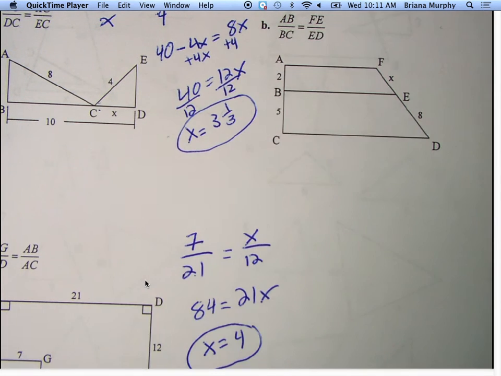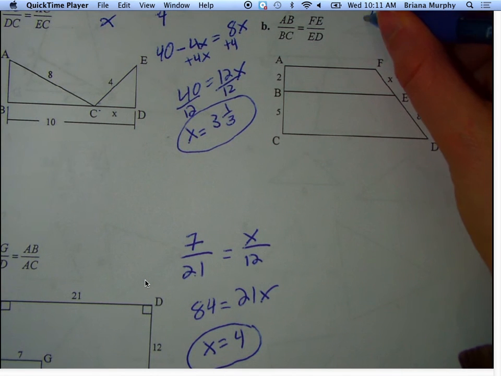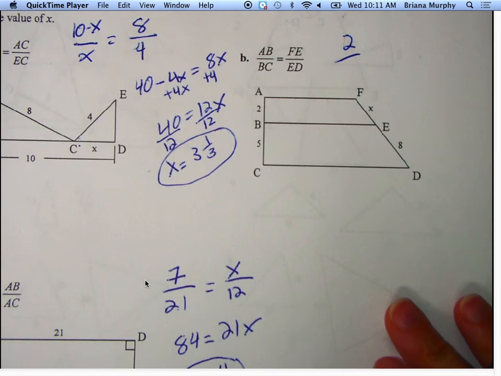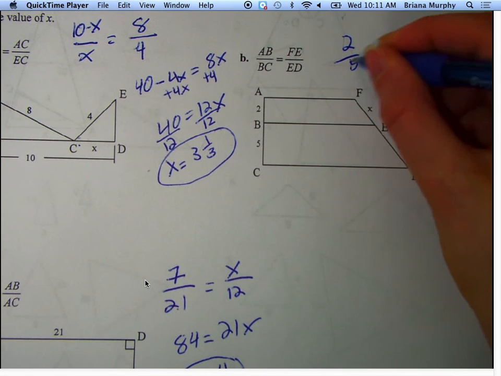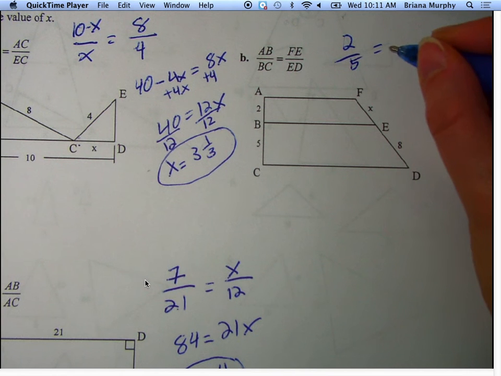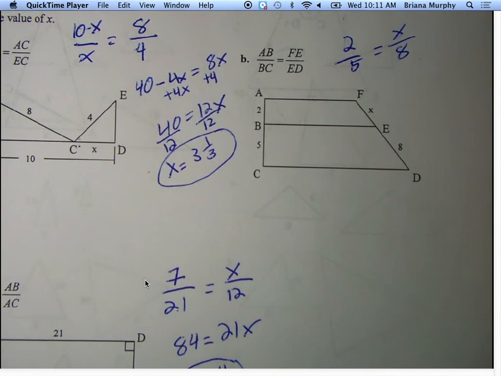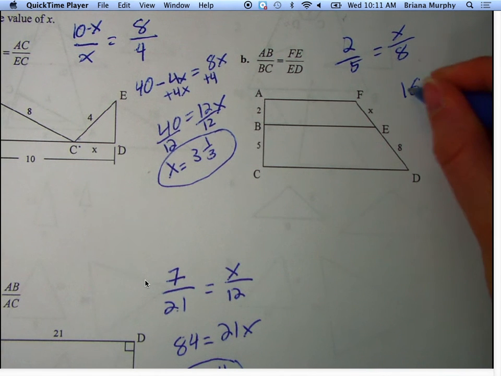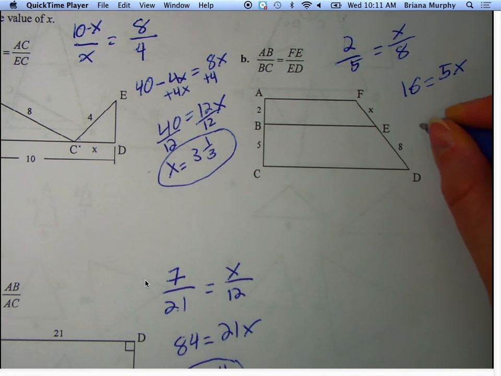Okay, let's do it. A to B is what, guys? 2. B to C is? 5. F to E is? X. And E to D is? 8. Okay, so what do I do next? You do 2 times 8, which is 16. Okay, and then you do 5 times X, which is 5X. And then you divide by 5. And X equals? 3.2. Good.